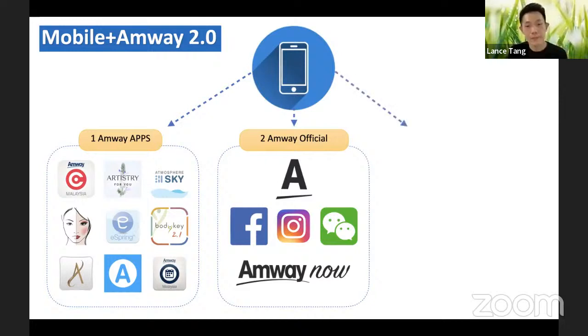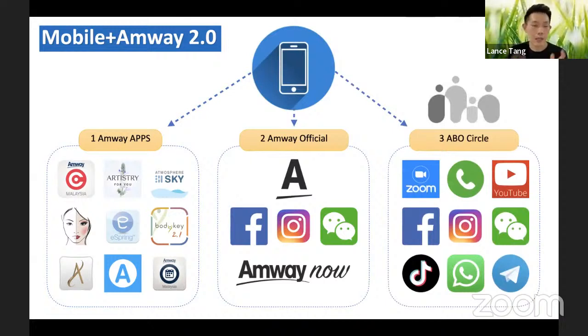So number 3 is actually the ABO circle. If we want to maintain, we already have all the business sources of information. We have all the assistance and also the support from the apps and also the official channels. Then the next thing is to sustain the circle that we have built. To sustain the network that we have built is through a lot of different platforms nowadays.